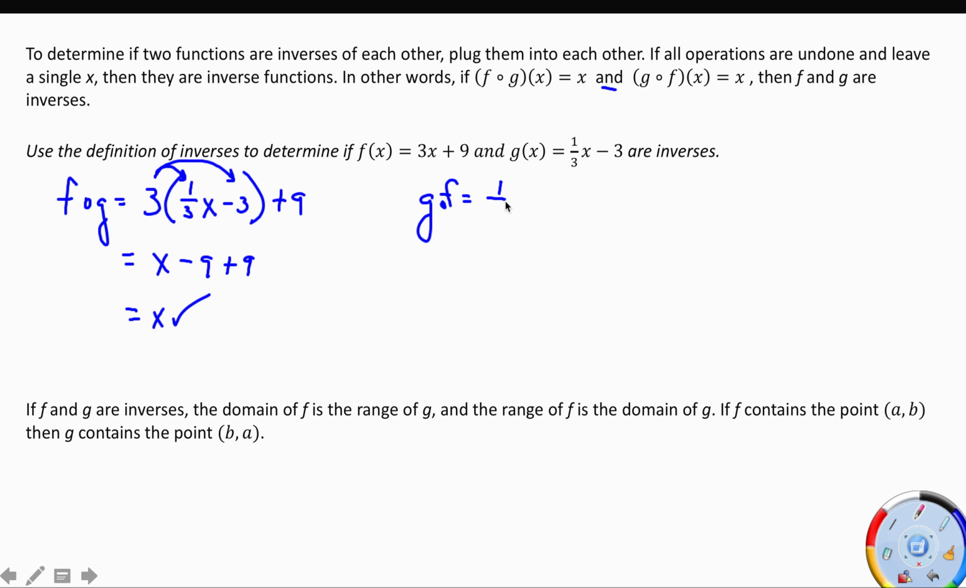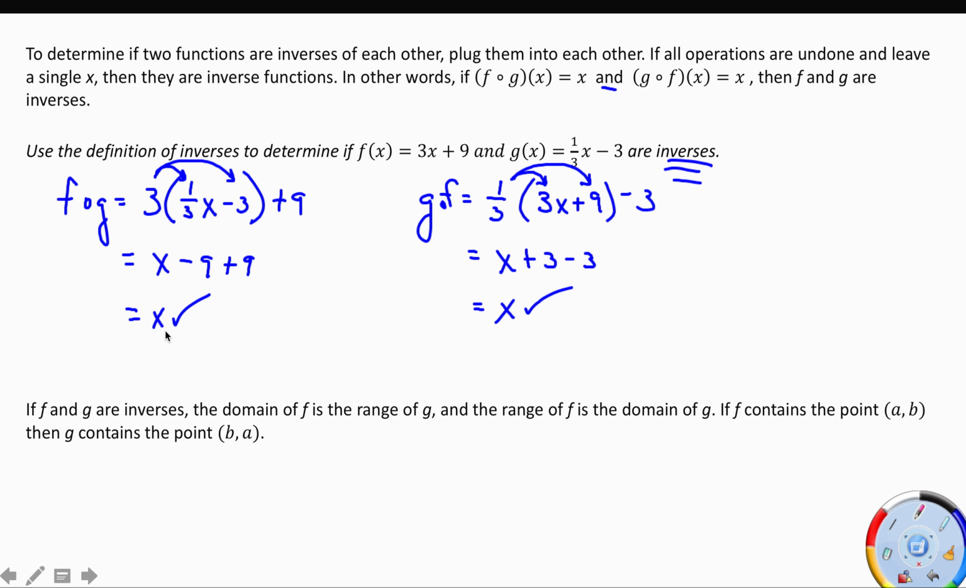Let's see what we get when we do g of f. This time I'm going to start with g, but everywhere there's an x, I'm going to put the function f, and then finish my function g, distributing to get rid of parentheses. 1/3 of 3 is 1, 1/3 of 9 is 3, minus 3 equals x. Yes, these functions are inverses. If at either step I get something other than plain positive 1x, they are not inverses.